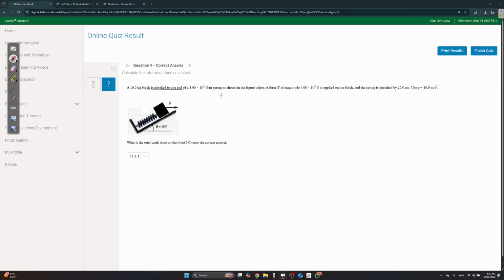A 10 kilogram block is attached to one end of a 3 times 10 to the power of 2 Newton per meter spring. Remember, Newton per meter is the constant K, so anytime you see it, that's what it means. A force F of magnitude 4 times 10 to the power of 2 newtons is applied on the block, and the spring is stretched by 20 centimeters. What is the total work done on the block?